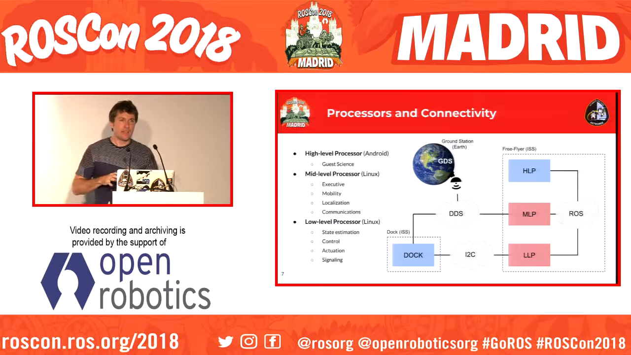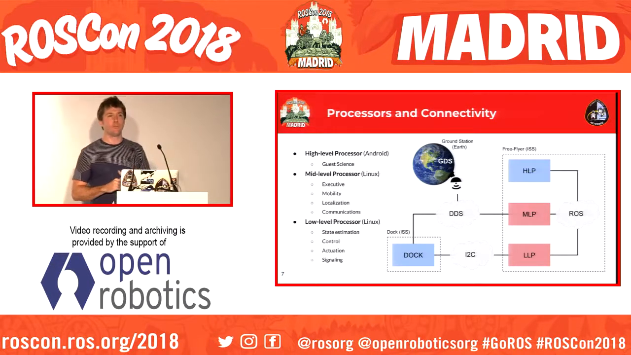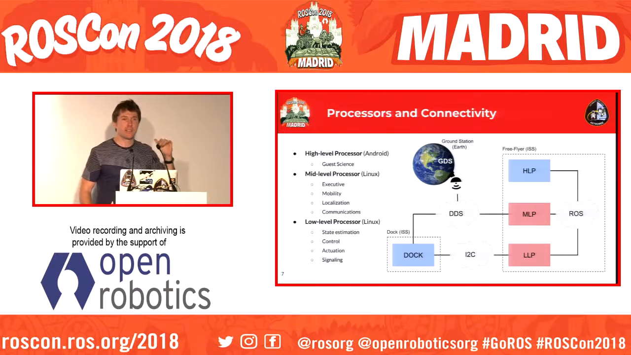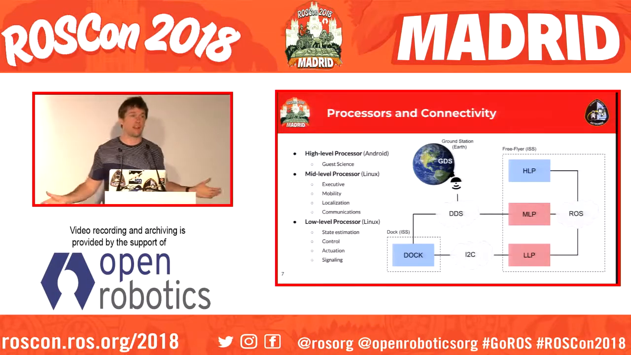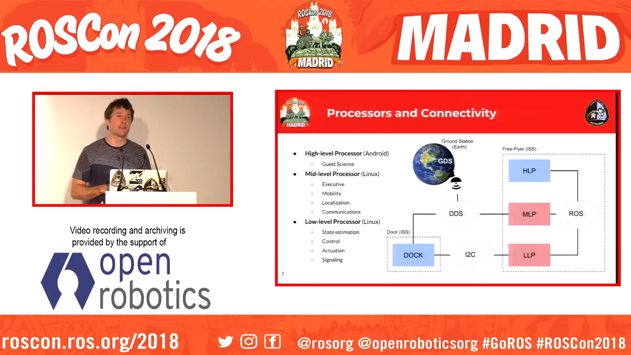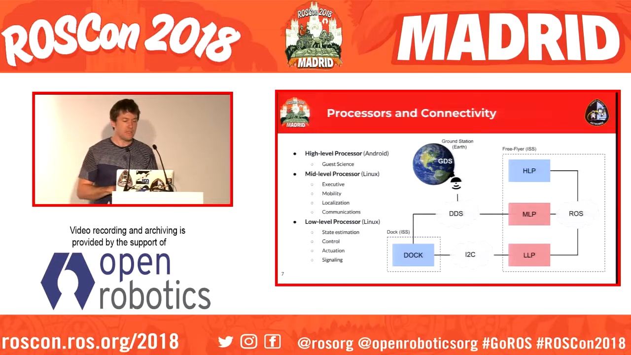So inside the Astrobee, we have 3 processors. We have a high-level processor, mid-level, and a low-level. The high-level processor is designed mainly for researchers to use as a free platform they can run any code in. It runs Android for the sake of simplistic app development, and you interface with the rest of the system through a mechanism we call guest science, which is effectively like an API, which gives you access to a limited subset of Astrobee's functionality.